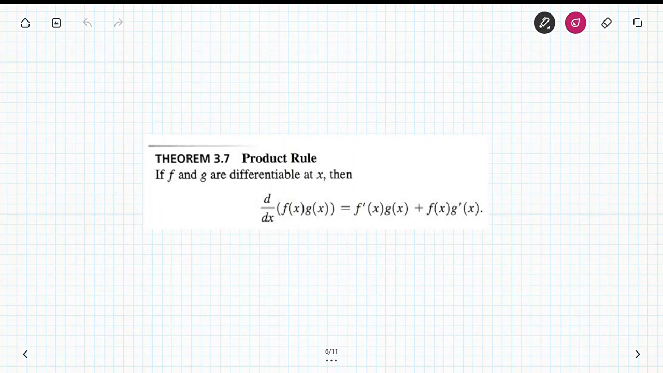So today we're going to be talking about the product rule, which is basically the derivative of two functions that are being multiplied.